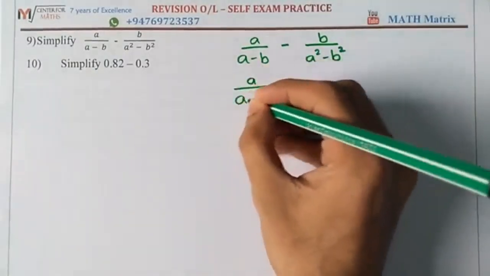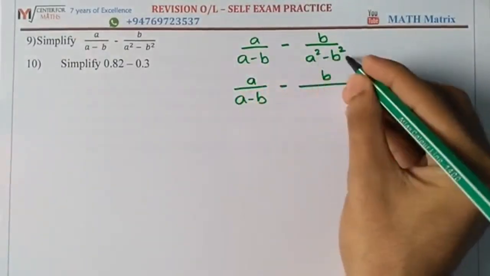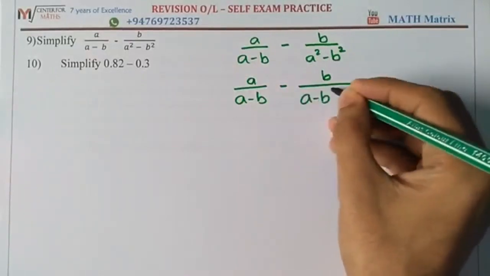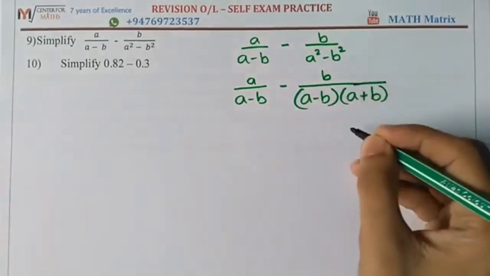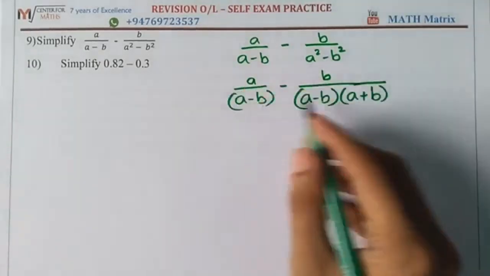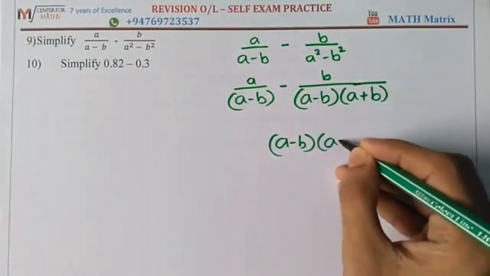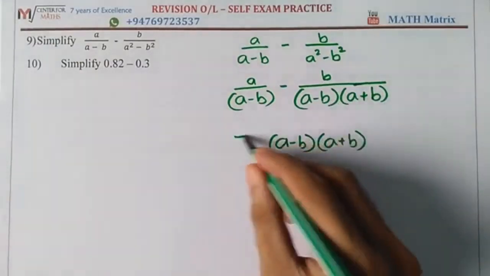A over A minus B. First of all, we have to factorize the denominator. A squared minus B squared comes under the difference of two squares. So how to factorize this? One factor should be A minus B and the other should be A plus B. Now you can see it has a common factor A minus B, and what's remaining is A plus B. That means the LCM of these two terms is A minus B and A plus B.